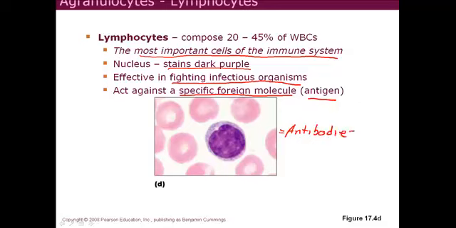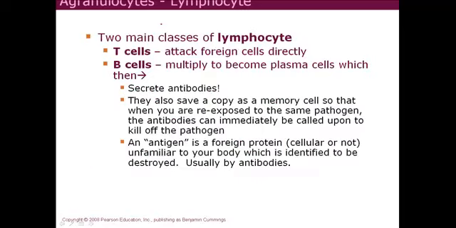Everyone's heard of antibodies. An antibody is an army. We have 2 classes of lymphocytes: T cells and B cells. You've heard of these T cells. These are like snipers. It's like 1 to 1: 1 T cell, 1 foreign cell. So it's hand-to-hand combat.